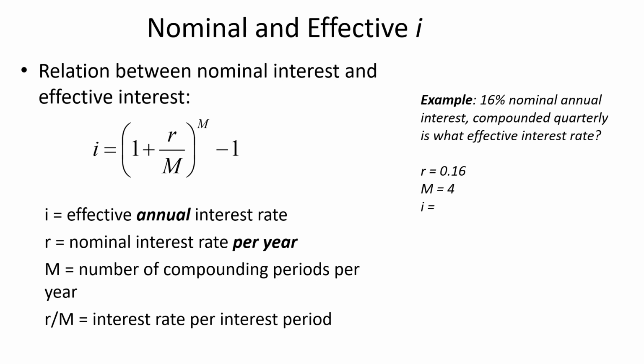So R is 0.16, M is 4. So we'll just substitute in. It's 1 plus 0.16 divided by 4, to the power of 4, minus 1. Okay, so 0.16 divided by 4, that's the same thing as saying 1.04 to the power of 4 minus 1. So that is 1.169858... minus 1.